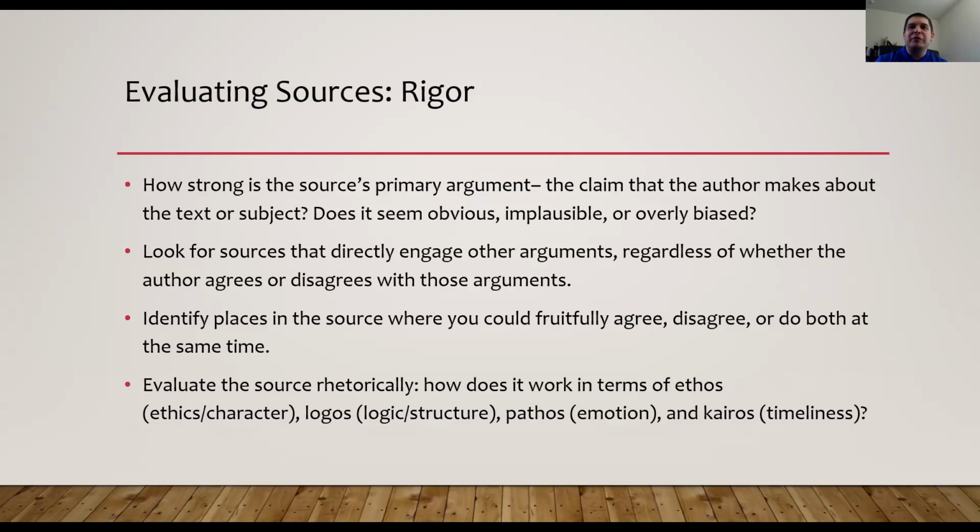Another way you can apply what you've learned is to evaluate the source rhetorically. We looked last week at rhetorical appeals: ethos, logos, pathos, and kairos. This is where you look at how this functions as an argument. What is going well? Where is it maybe a little bit weaker? Because that could be part of your analysis and part of whether you decide, is this a strong enough source to engage with to help me develop my own argument?